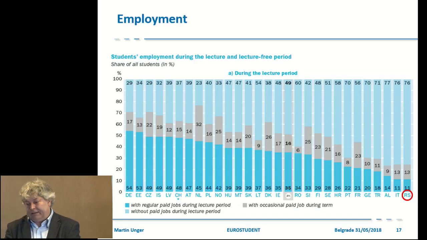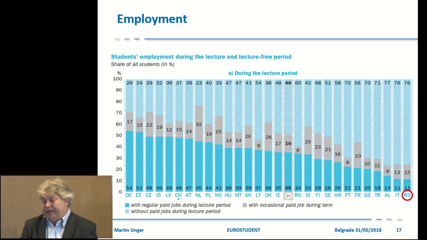So, 3 more snapshots. Employment, that's what I already said. The blue, again, is the share of those students with a regular paid job during the whole lecture period. So it's not working one week helping in a restaurant and the rest of the time I'm learning at home. You have only 11% of the students regularly working during the whole lecture period. This is the smallest share of countries, together with Italy. In Germany, Estonia, and so on, it's more than 50% of the students regularly working.